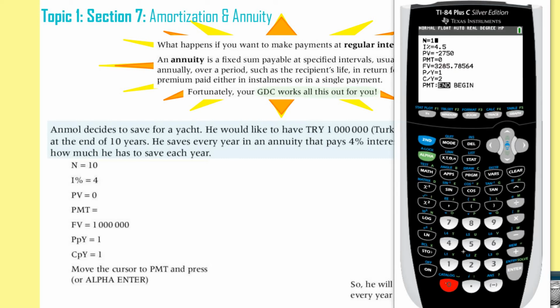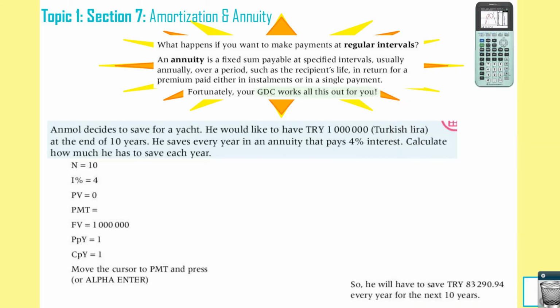So again, we enter 10 for N, then 4 for the interest rate, PV is 0, our future value is 1,000,000, and change both PPY and CPY to 1. Our payment is what we are solving for. So we get 83,290.94. There you go. That's what he's going to have to try and save.